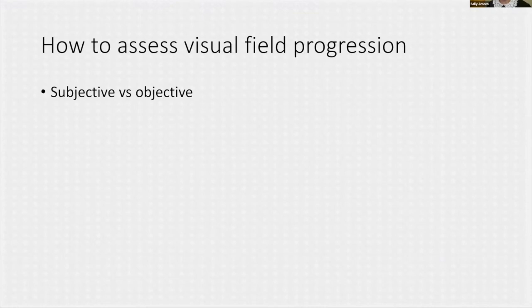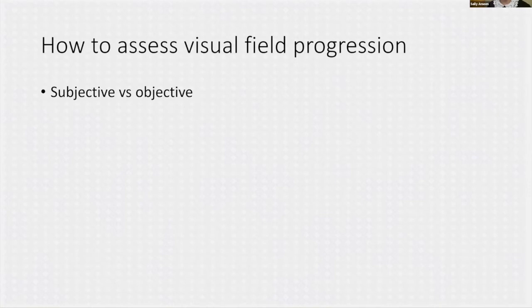Now, as a standalone visual field, it literally just gives you a snapshot of what's happening in the here and now. With most diseases, especially glaucoma, as we know, it is a progressive disease. So we do need to know how to assess visual field progression by comparing visual fields to the one prior to it in order to understand how the disease is getting on.